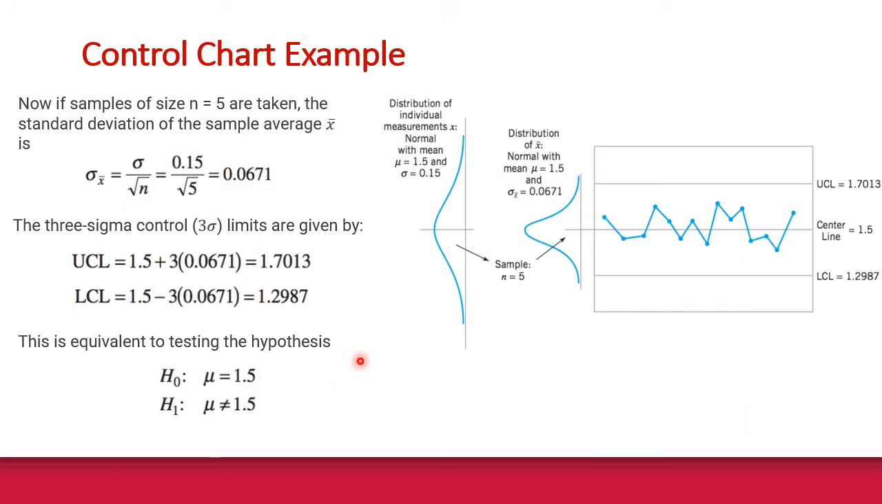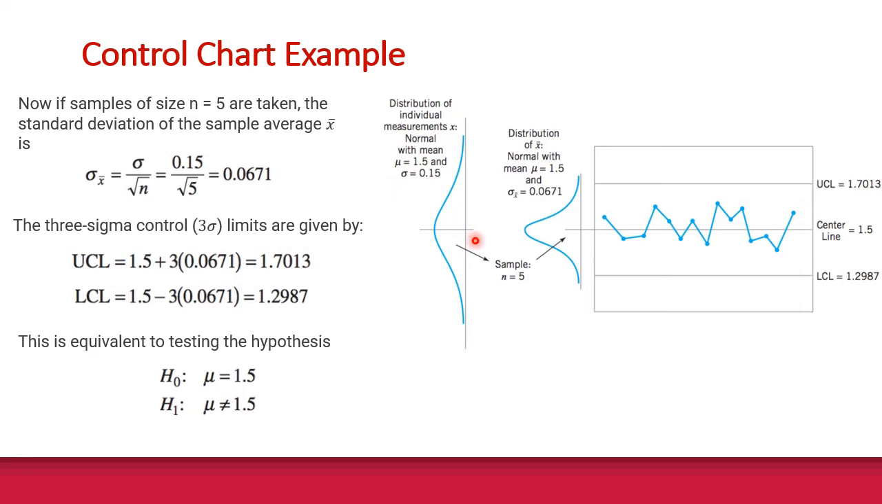So for illustrative purposes, let's look at a specific example. Let's say we have a population of individual measurements, X. X here again could be the length of a board, the weight of a dumbbell, whatever our manufacturing process is producing. We know that the measurements from the population have a normal distribution with mean of 1.5 and variance of 0.15. Now, I didn't put units on this. This could be pounds, inches, feet, whatever our units are.